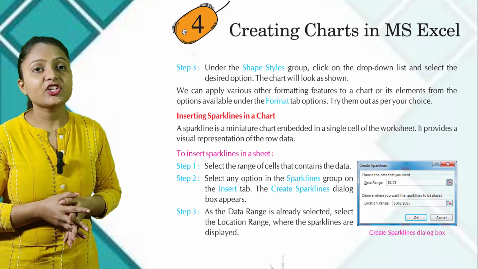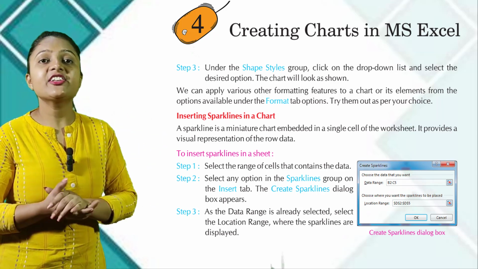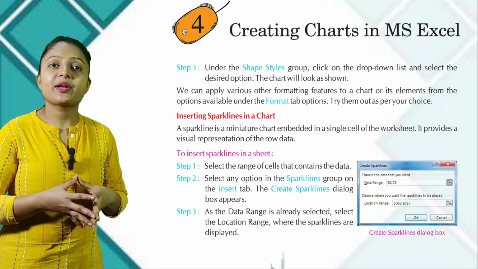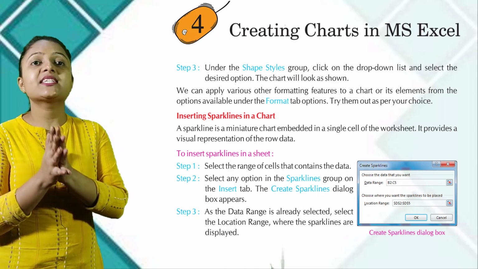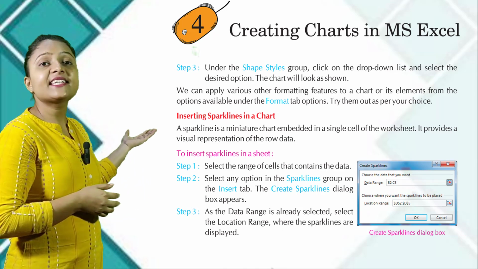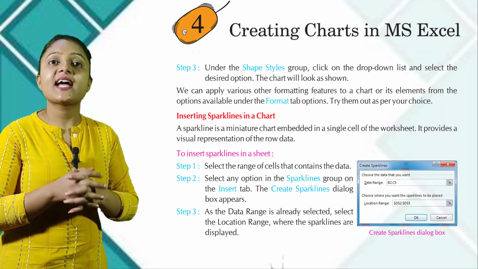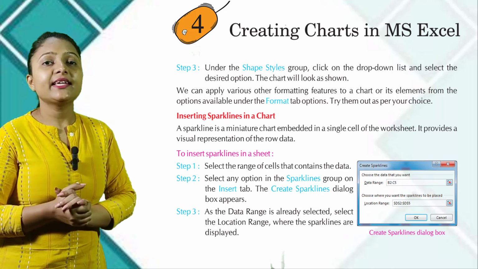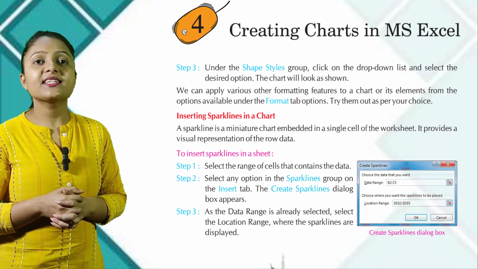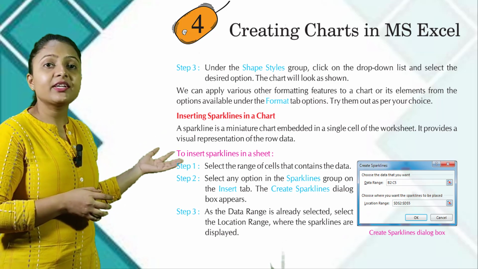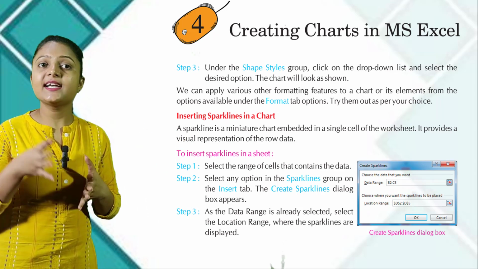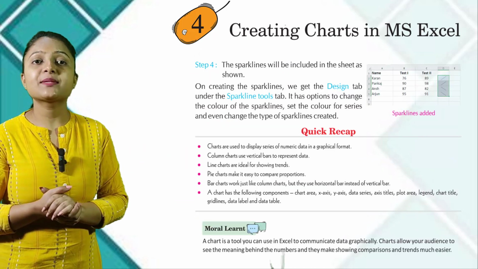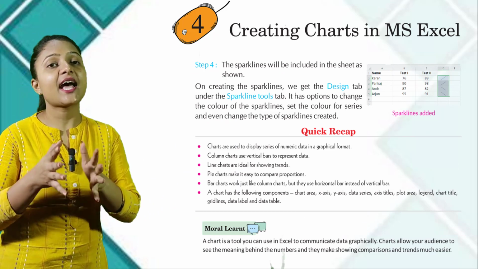Inserting sparklines in a chart. A sparkline is a miniature chart embedded in a single cell of the worksheet. It provides a visual representation of the raw data. To insert sparklines in a sheet, Step 1. Select the range of cells that contains the data. Step 2. Select any option in the Sparklines group on the Insert tab. The Create Sparklines dialog box appears. Step 3. As the data range is already selected, select the location range where the sparklines are displayed. Step 4. The sparklines will be included in the sheet as shown.